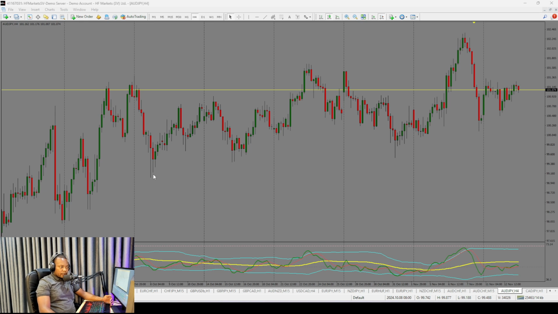All right, so what we are going to require is basically the Traders Dynamic Index. It is the basis of this particular strategy, which is going to simplify how we are going to view entry points.